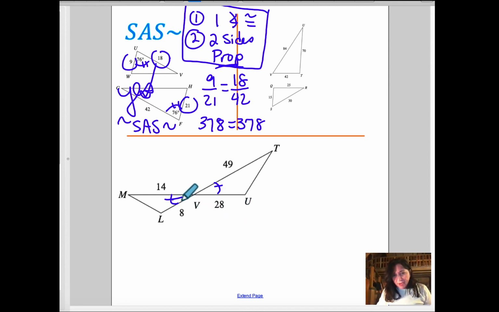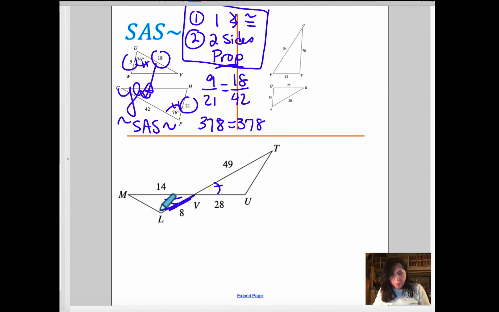So this side here goes with the smaller side. So 8 would go to 28. So 8 is to 28. Wait, actually, that's not right. Hold on. Let me fix this because I've got to look at the way this is set. They didn't give me the actual triangle, so let me write this down.